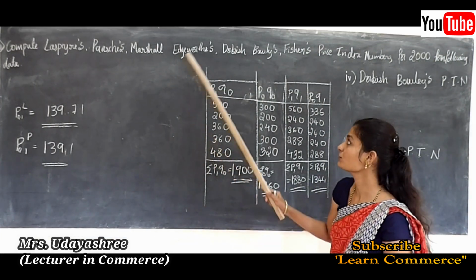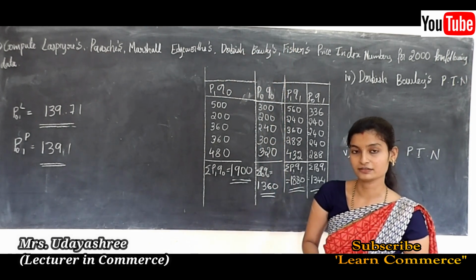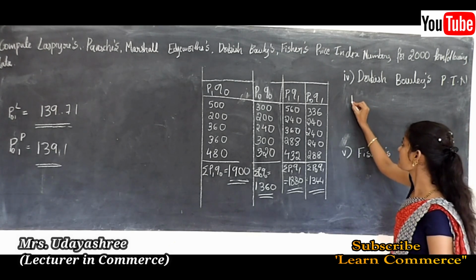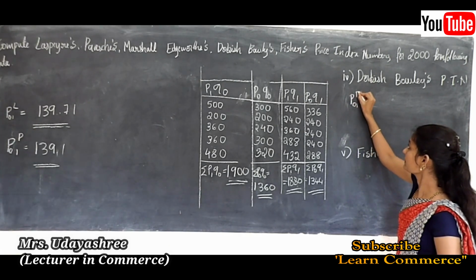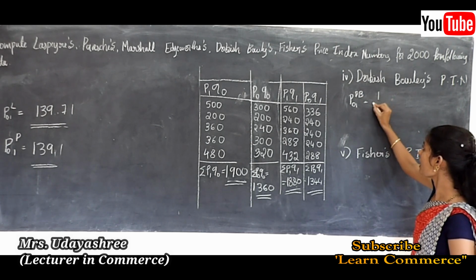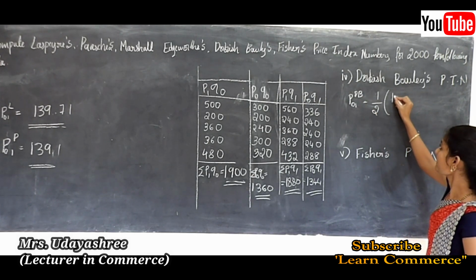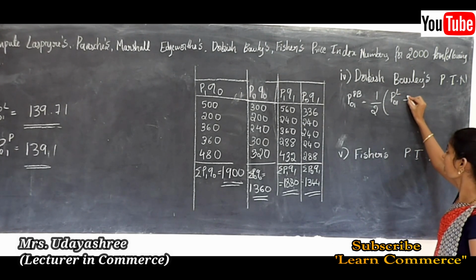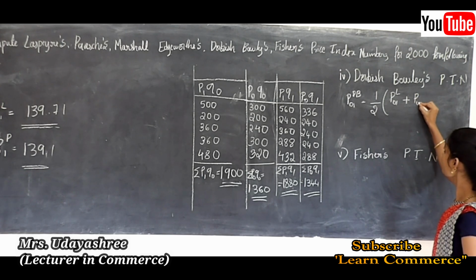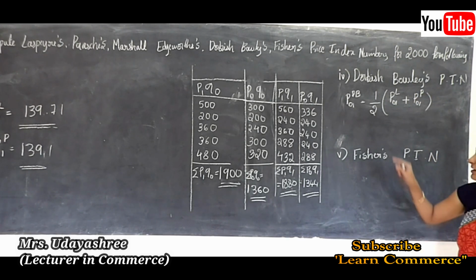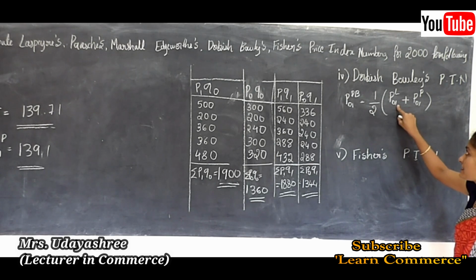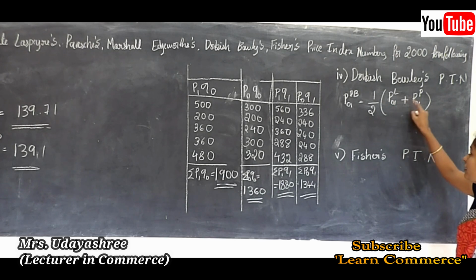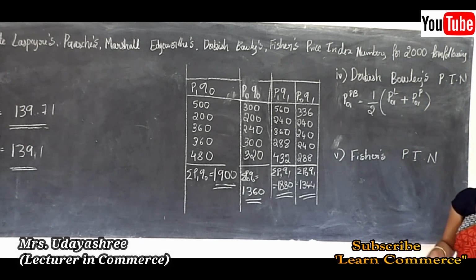Next, let us see how to solve Drobisch-Bowley's method. We know that the formula of Drobisch-Bowley's method is P01 DB is equal to half into last case price index number plus past case price index number. That is the arithmetic mean of past case price index number and last case price index number.